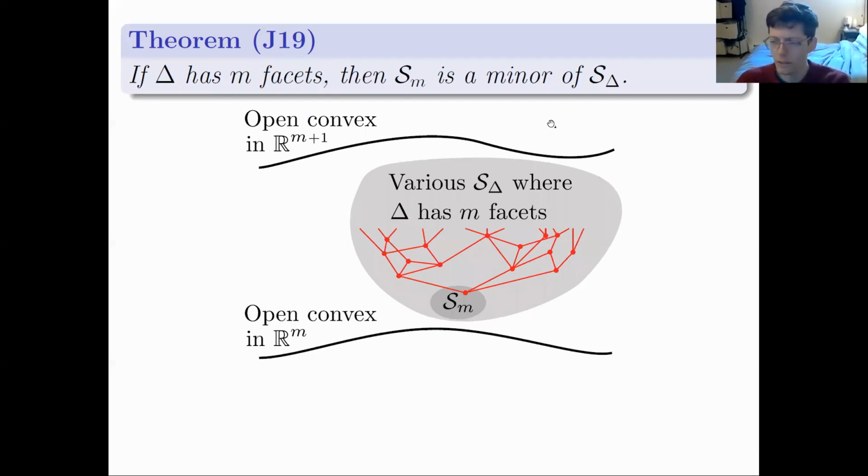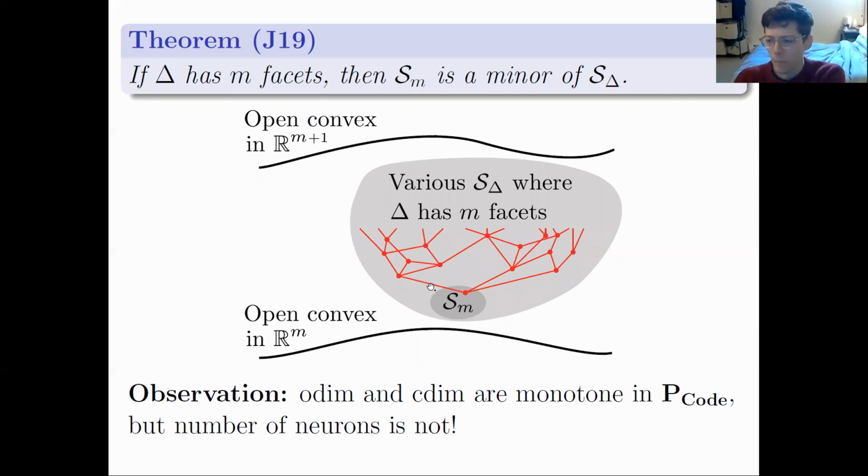And so here's a picture of how that looks. If I collect all my S delta codes where delta has M facets, then in that collection, the unique minimal minor is this SM code. And these results about embedding dimension tell us that in this layer that we're sitting inside, this collection of all these S deltas really sits between open convex in R^M and open convex in R^(M+1). They're sandwiched in this layer here. So this isn't really telling us anything we didn't already know, but it is giving us a nice conceptual picture in our head of how these things are laid out relative to each other and what relates to what.